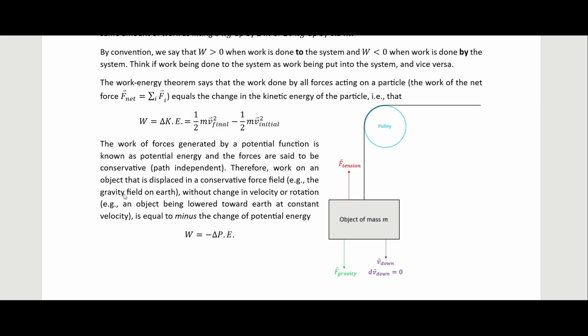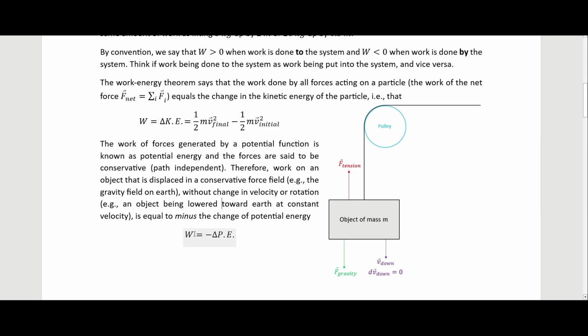We can also look at the work done by a potential energy well. So the work of forces generated by a potential energy function is known as the potential energy, and the forces are said to be conservative, meaning they are path independent, which essentially just means it doesn't matter how you got from point A to point B. All that matters is the difference between the energy of point B and point A. Therefore, work on an object that is displaced by a conservative force field, for example, the gravity field on Earth, which is shown over here on the right, without change in velocity or rotation, that's what this dv equals 0 here means, is equal to minus the change in potential energy of the object.